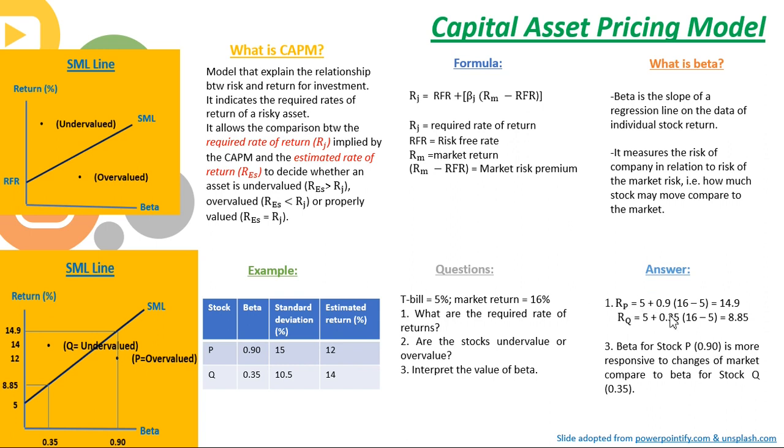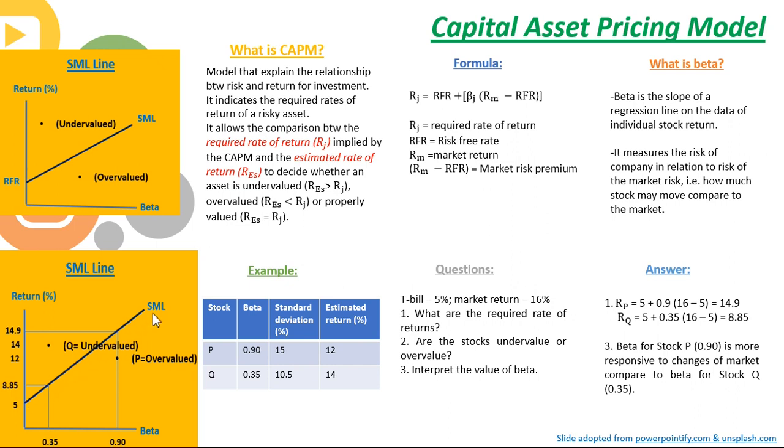Putting this information into a diagram, you will see that this is your SML line, the graphical depiction of the capital asset pricing model. When beta equals 0.9, your required rate of return is 14.9. Then you draw a point here. When beta equals 0.35, the required rate of return is 8.85. Then you have another point here, and the risk-free rate is 5. You draw a line, and this is your SML line.